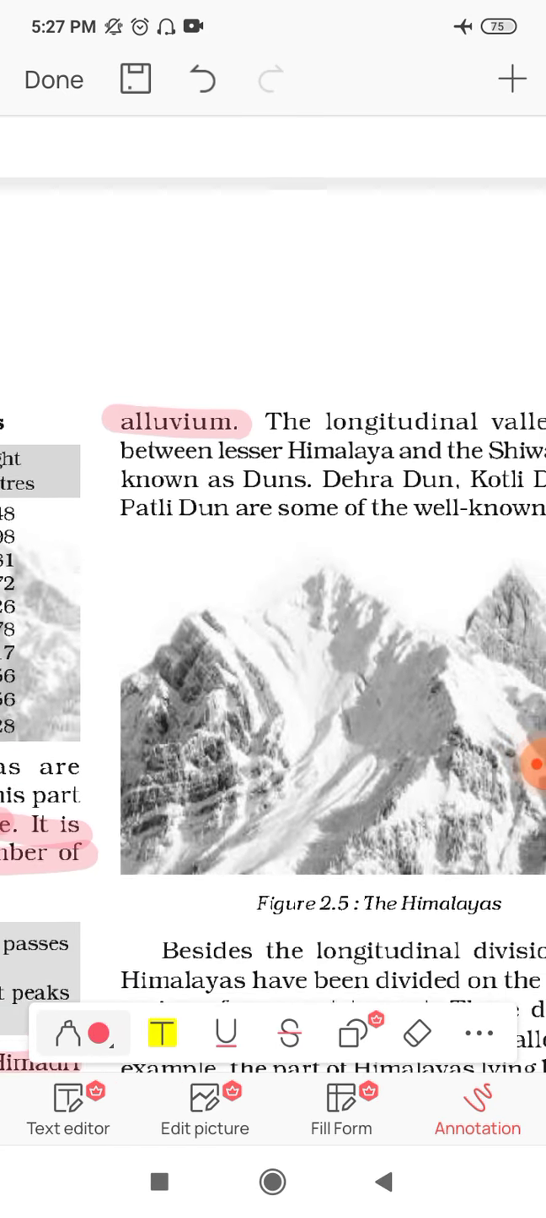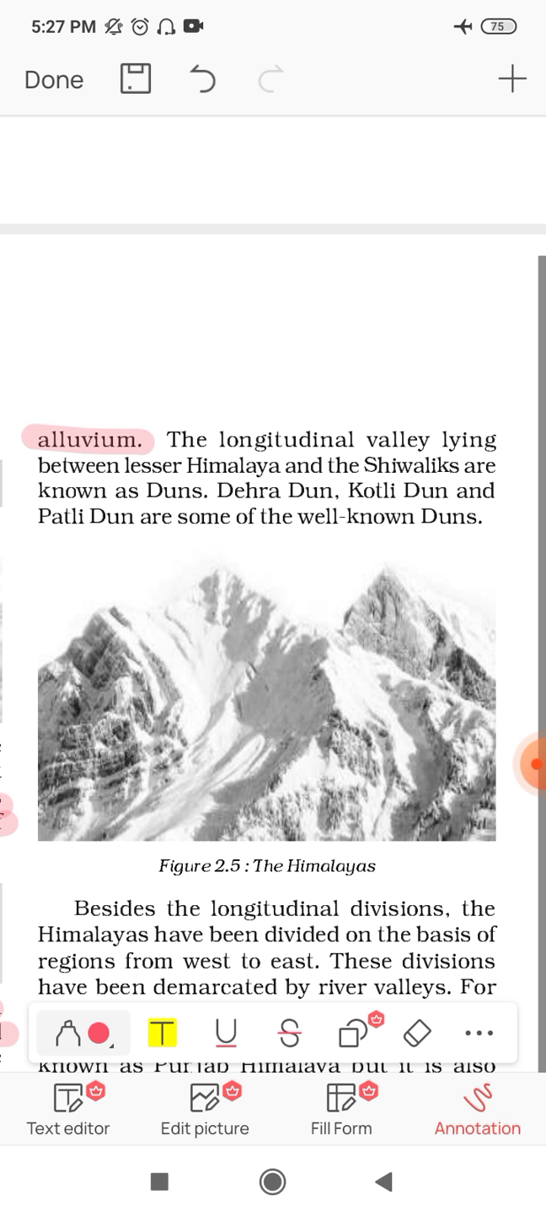and alluvium. The longitudinal valley lying between the Lesser Himalaya and Shivalik are known as dunes. Okay, you heard this word dunes. Okay, so what is the meaning of dune? Now the longitudinal river valleys that lying between lesser Himalaya and Shivalik, which is the southernmost part, and in lesser Himalaya, Himachal Himalaya, known as dunes. These are the longitudinal river valleys we have in between Shivalik and lesser Himalaya. So this is locally known as dunes.